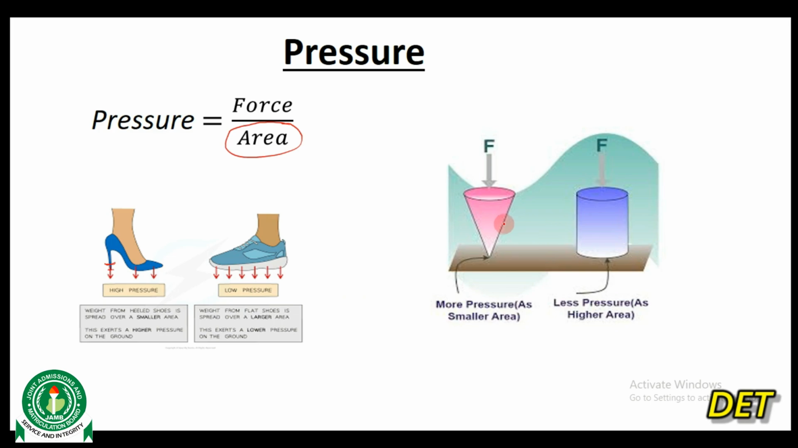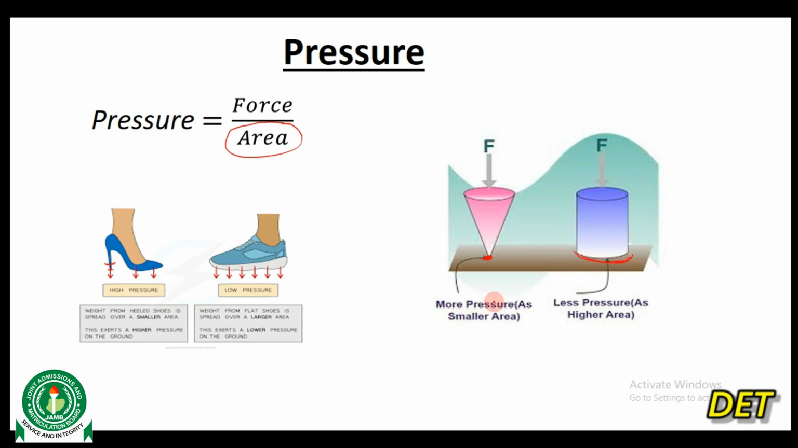Also, if you look at this cone and this cylinder, the cone has a very small surface area, and so because of the small surface area, the pressure is going to be more, right? And then this one is having a larger surface area. So because of the larger surface area, the pressure is going to be less. So the smaller the area, the larger the pressure. The bigger the area, the smaller the pressure, right?